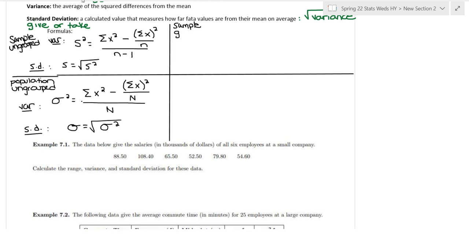Or sorry, ungrouped. We'll start with ungrouped over here. No, grouped. Just kidding. Okay, so sample grouped data. We're going to start with the variance.